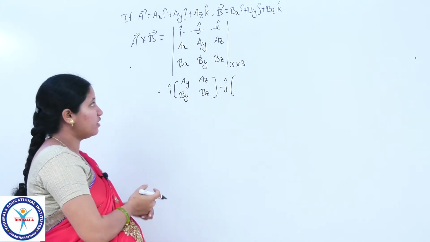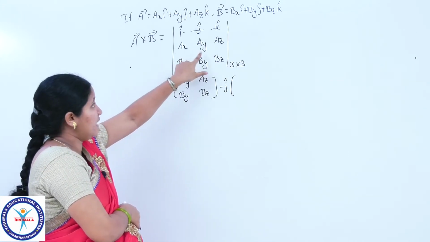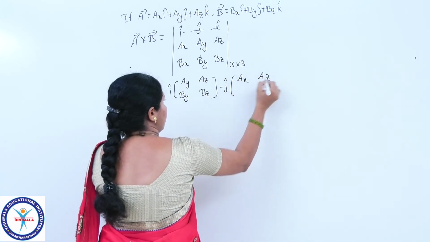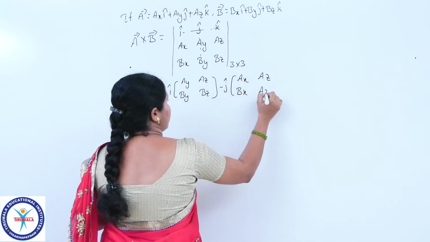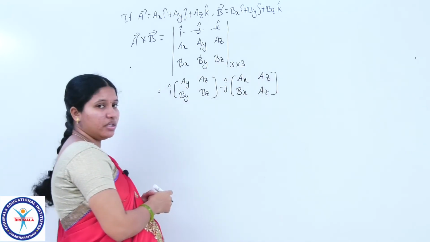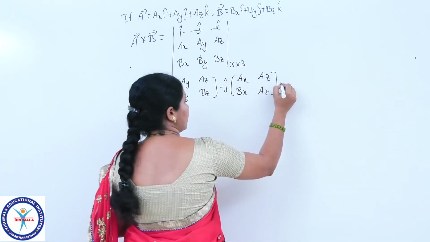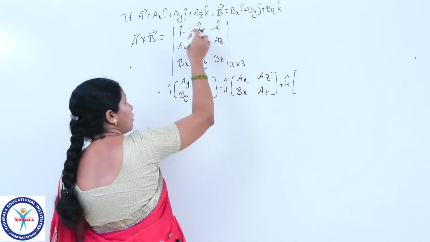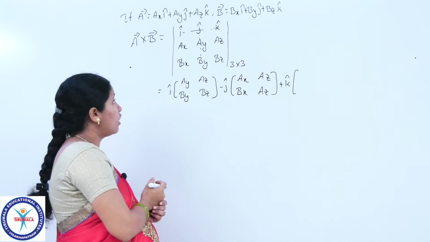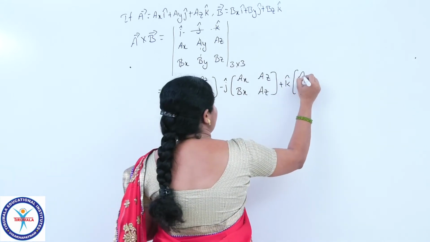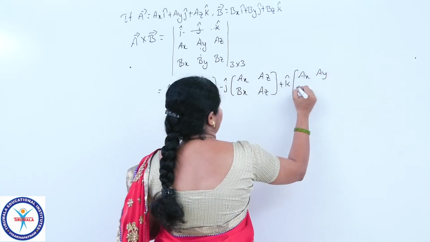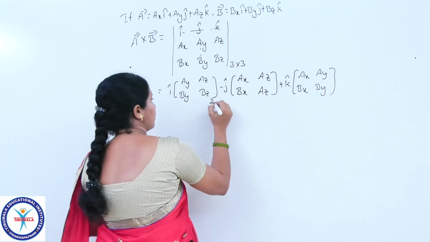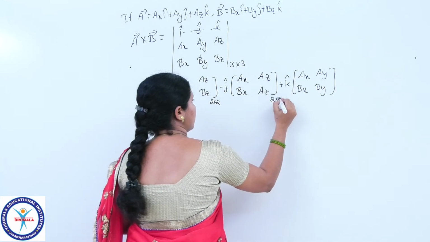So, after eliminating those, we are having ax, az and bx, bz. Similarly, writing for the third one, that is k cap into, eliminate this column and first row, we have ax, ay, bx, by. So, these are 2 by 2 matrices.